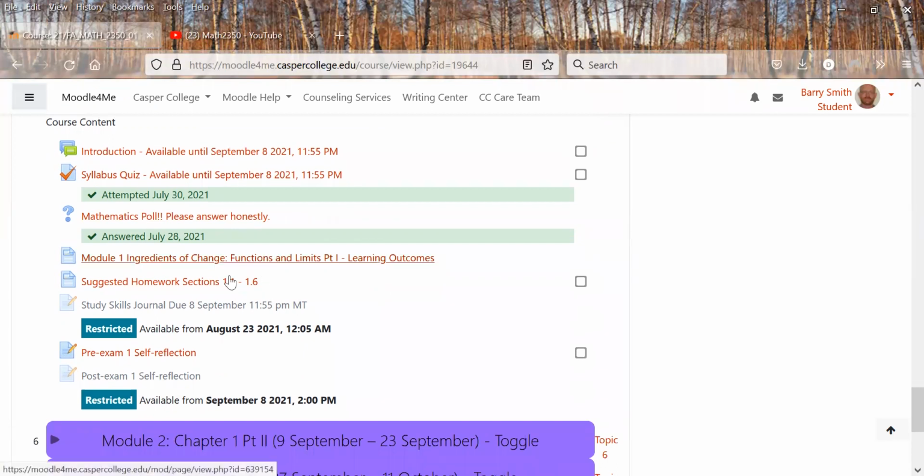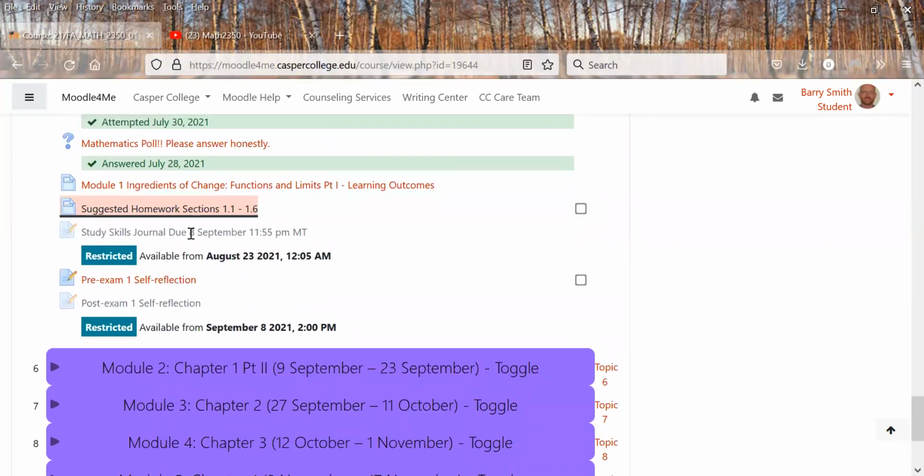Then we have the outcomes, and this is the suggested homework problems. In 1.1, I suggest 3 through 48 by 3s. Now, do I assign them and make you do them? No, but we're going to do a lot of problems in class. You're going to work on them as teams, so you'll see some of those in class, and the rest you should probably practice at home on your own.